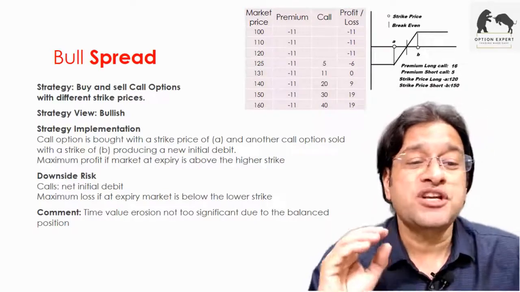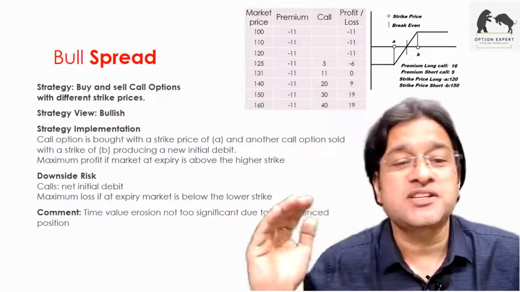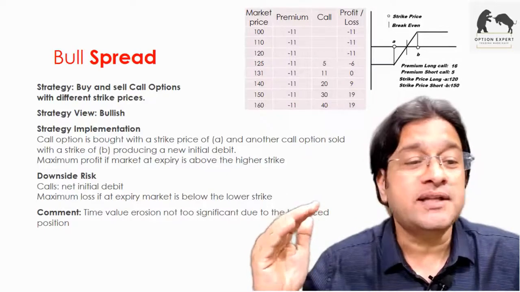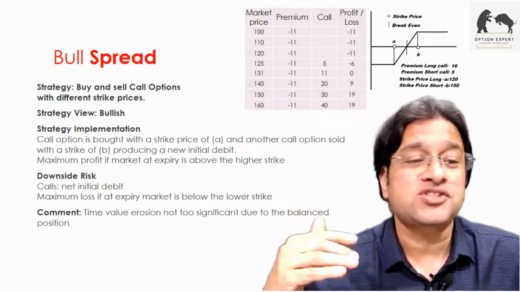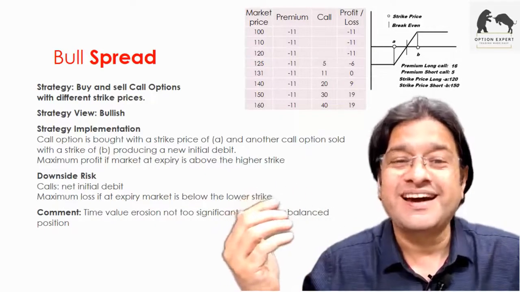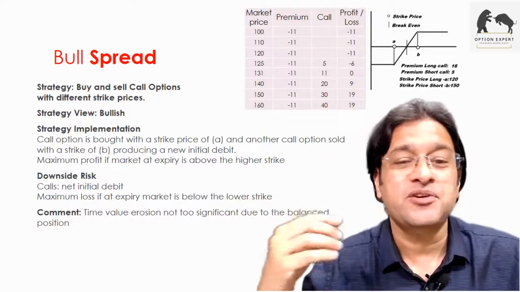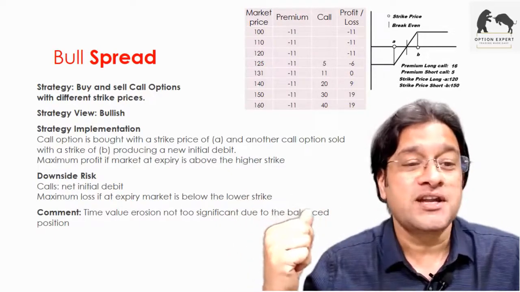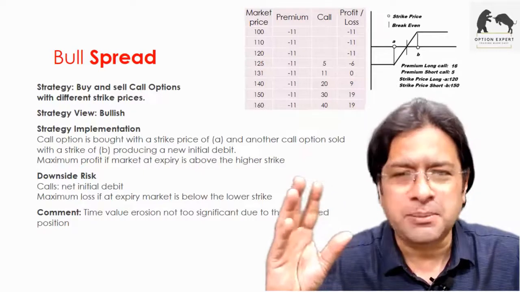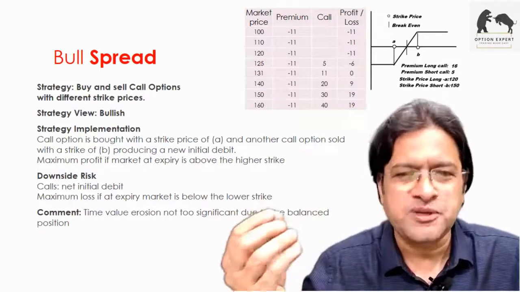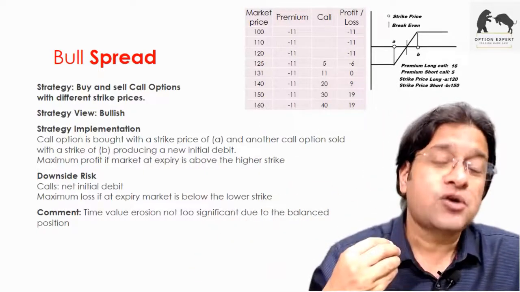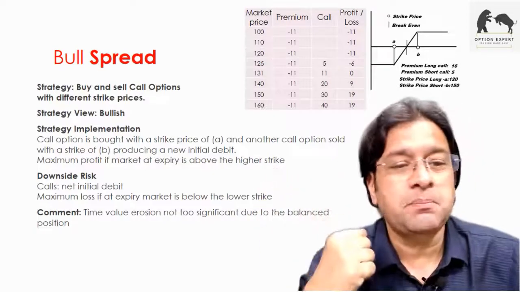First, a call option is bought at a particular strike price. Another call option is sold with a different strike price, P. You're actually selling a call option. This produces a net initial debit, which means what you receive could be less than what you actually pay as premium.